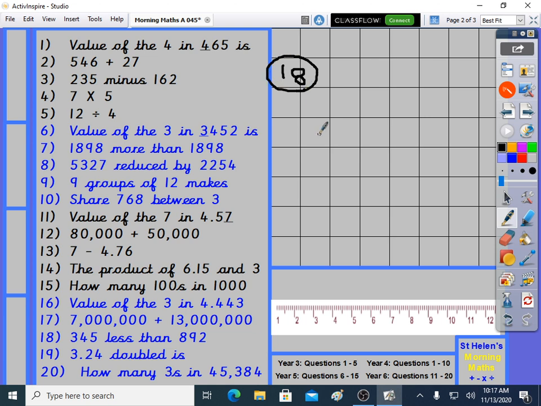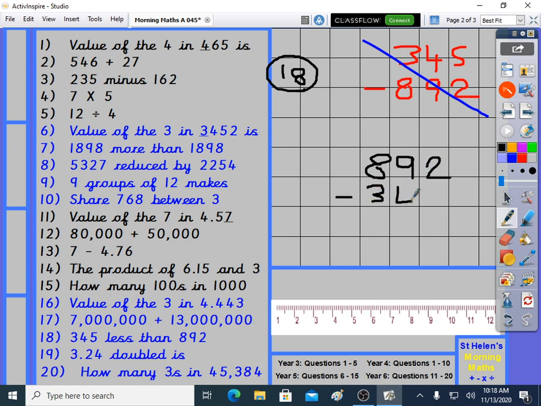345 less than 892. Don't do this, of course, because if you try and do this, it won't work. You know why, don't you? That's wrong because we've put the biggest number at the bottom, and the biggest number has to go at the top. So don't do that. Instead, do this. 892. The numbers are easy for year 6 level. It's just the trick of putting the biggest number at the top in column subtraction. I wonder if I tricked you on that one.